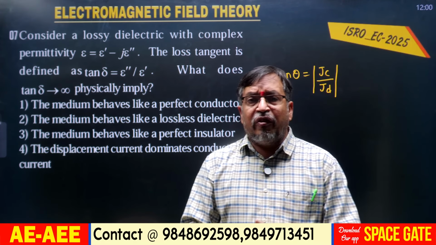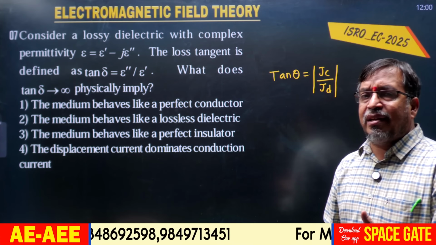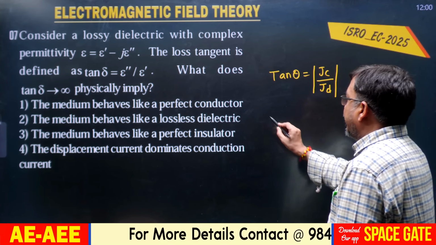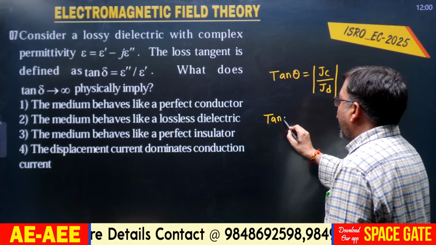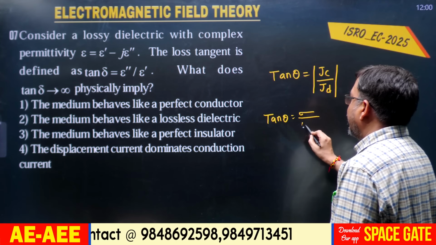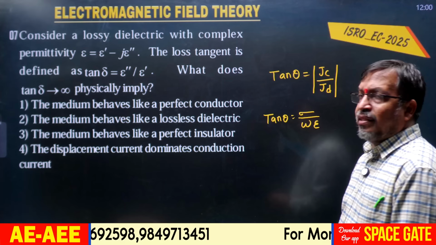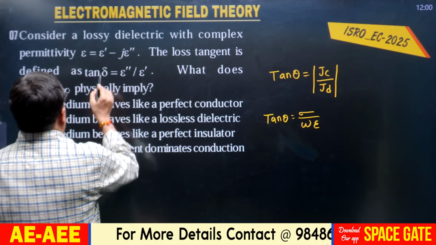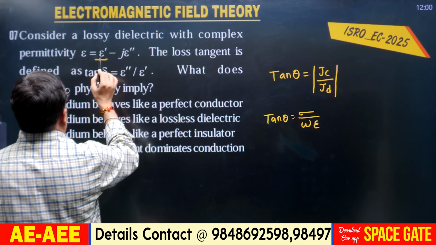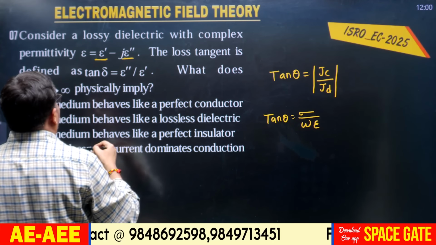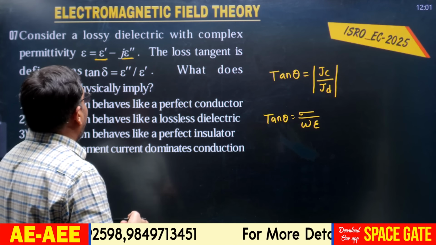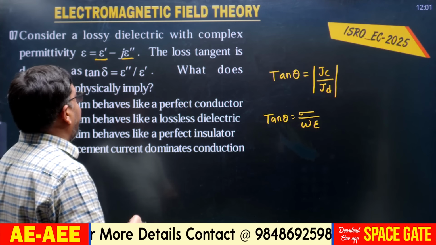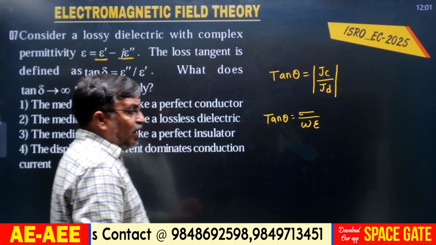good dielectric. If you substitute the two formulas here, JC equal to sigma E and JD equal to dou D by dou T and D equal to epsilon E, the tan theta definition is sigma by omega epsilon. This is the definition of loss tangent. And here one more definition is given in terms of permittivity. This is the real term of permittivity, epsilon prime, and epsilon double prime is the imaginary term of permittivity. From that, the loss tangent definition is given as the imaginary term of relative permittivity to the real term of relative permittivity.